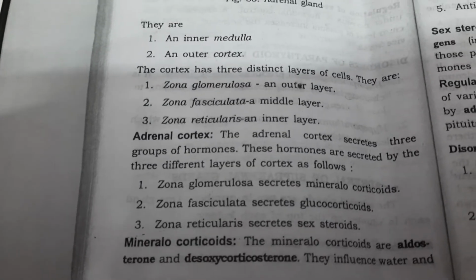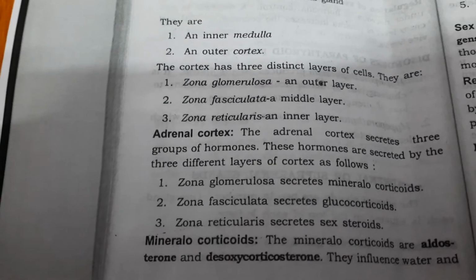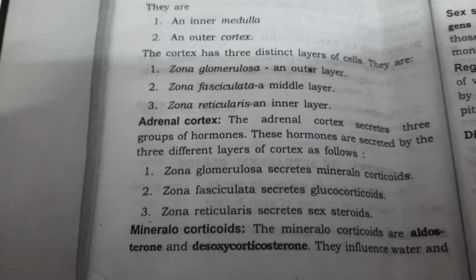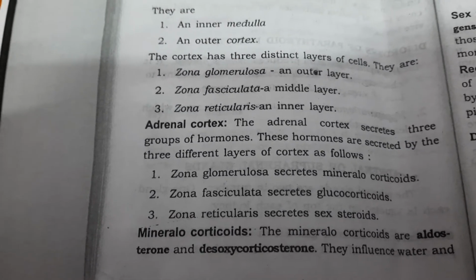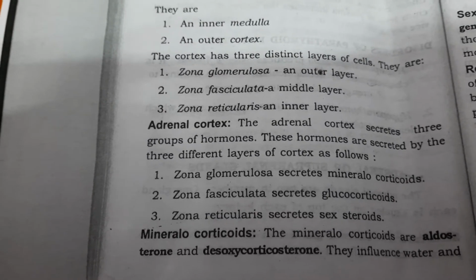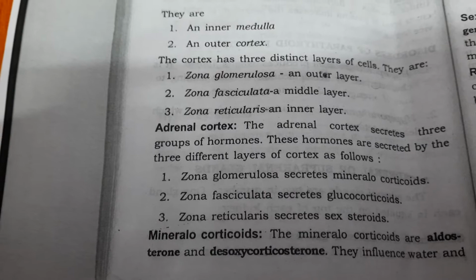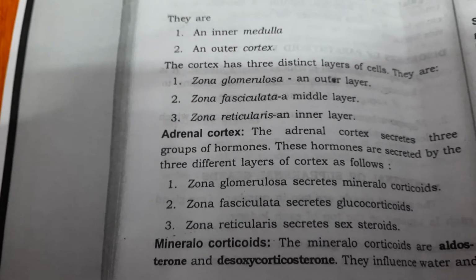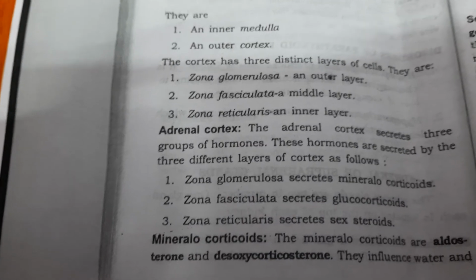Once again, the adrenal cortex is the outer layer. It has three layers: zona glomerulosa, zona fasciculata and zona reticularis. Zona glomerulosa secretes mineralocorticoids, zona fasciculata secretes glucocorticoids, and zona reticularis secretes sex steroids. The next one is mineralocorticoids.